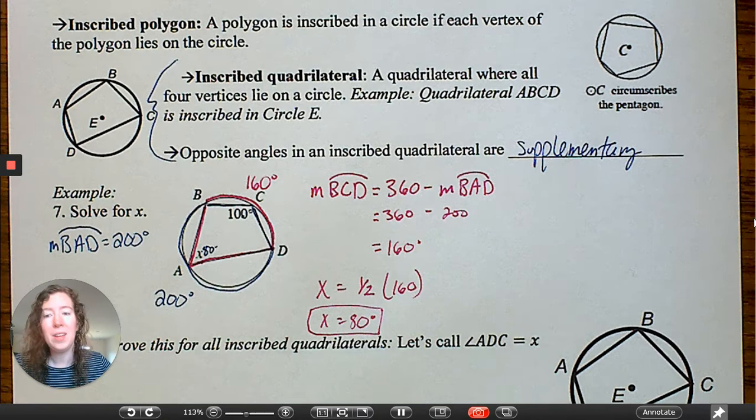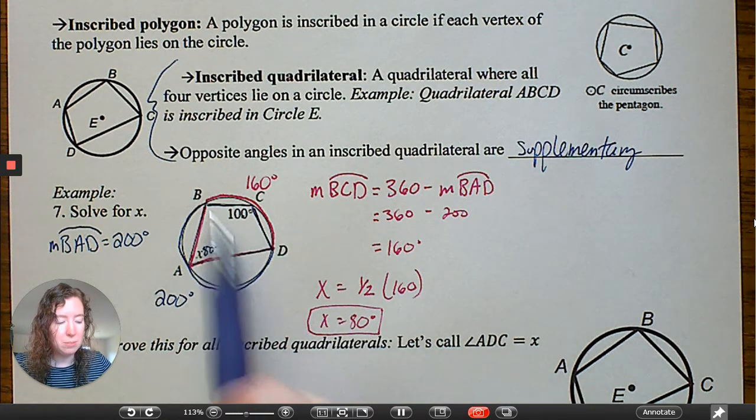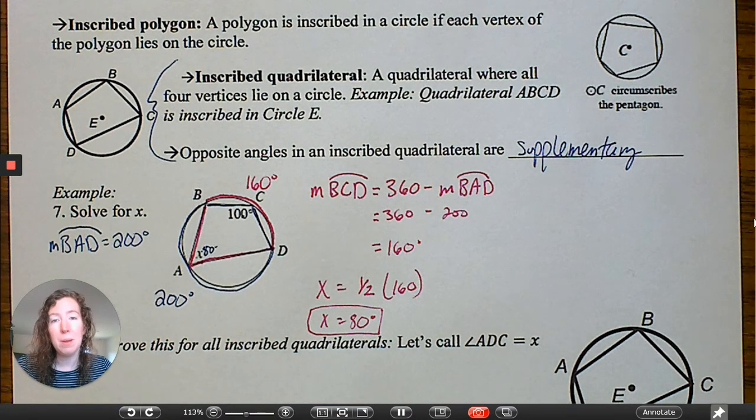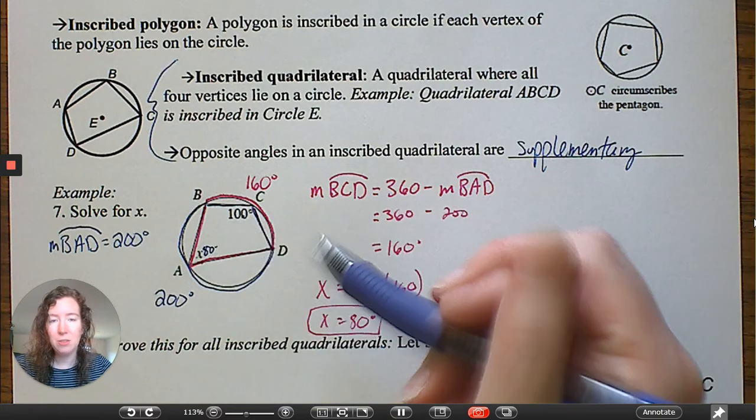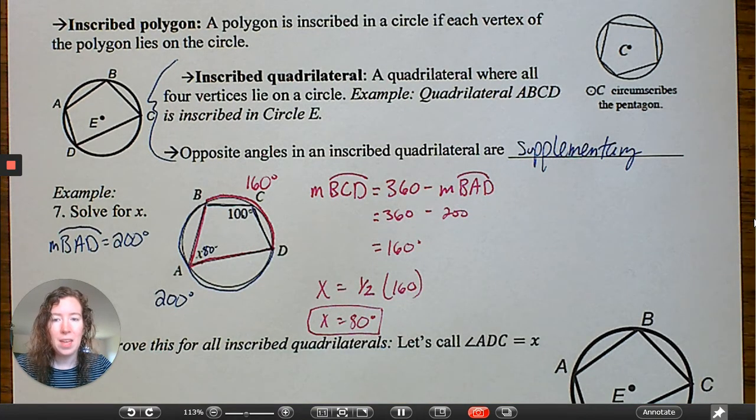which is pretty cool. Now, we don't know angles B and D here. However, if you remember, the angles of a quadrilateral always sum to 360 degrees. So if these two add to 180, the other two also have to add to 180. So we might not know what they are individually, but we know together they add up to 180 degrees.